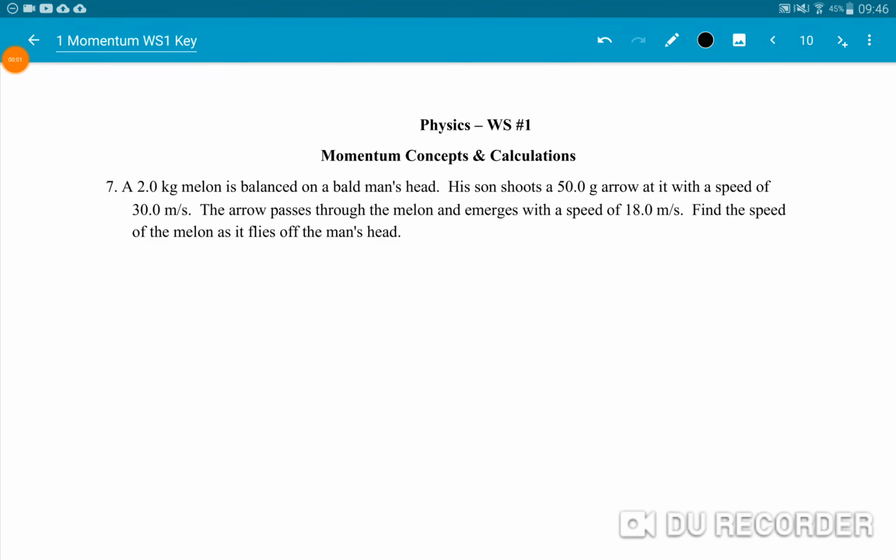Welcome back. We're in Momentum, worksheet number 1. Last but not least, problem number 7. A 2-kilogram melon is balanced on a bald man's head. His son shoots a 50-gram arrow.